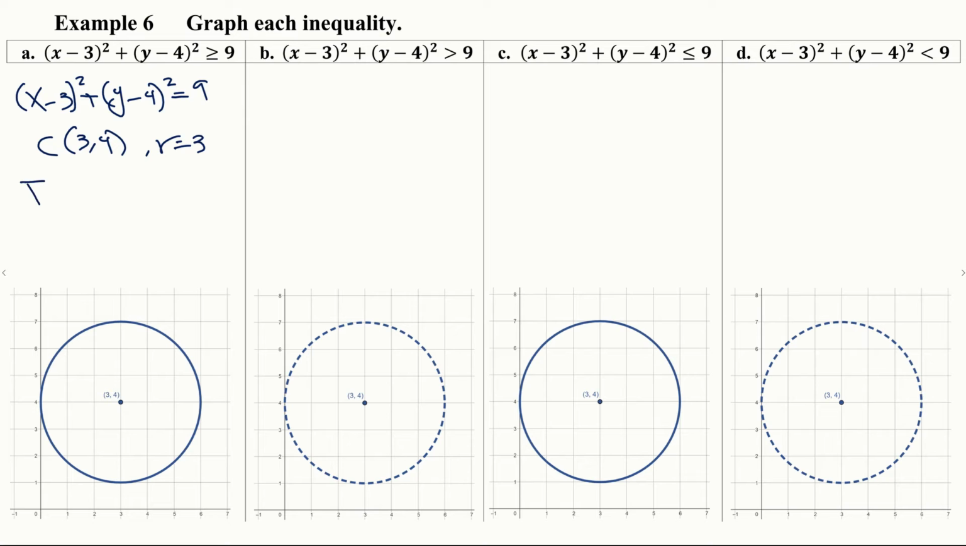So if you do test point equals 3, 4, notice that's obviously going to make the left side 0 because 3 is going to make this 0, and 4 is going to make that particular expression 0. So we get 0 plus 0. We want to know if that's greater than or equal to 9. And of course, 0 is greater than or equal to 9 is false, right? So that means the solution region is not inside the circle, but rather what? Outside the circle.